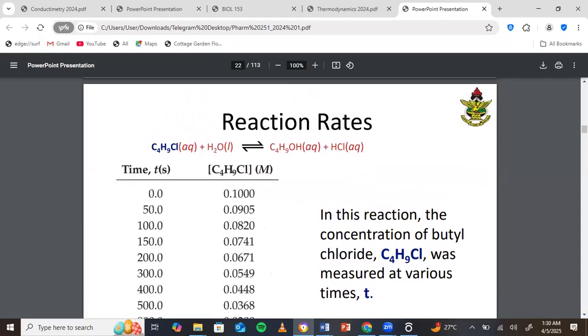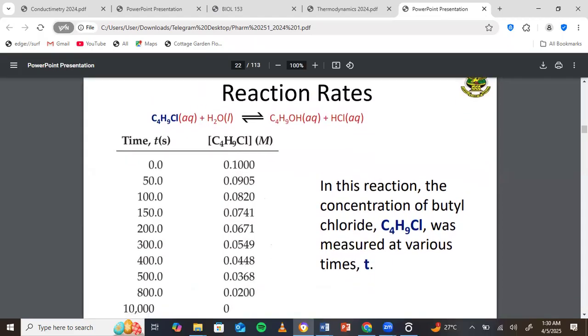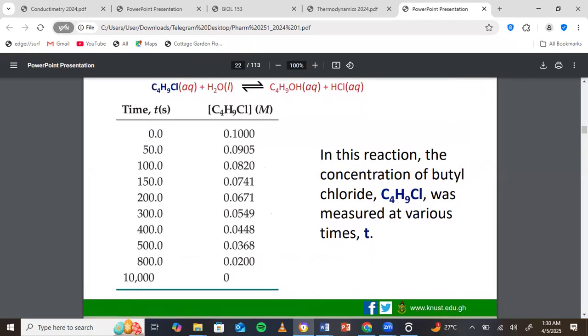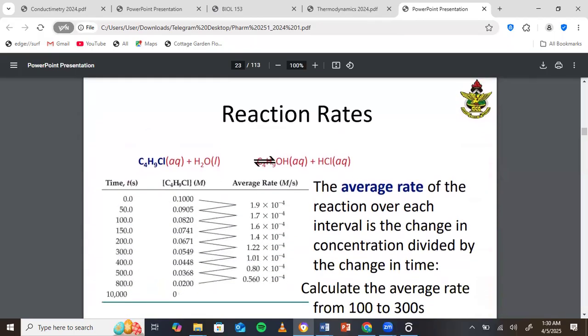Now, what we have been given is a very simple table of time against concentration, right? Time against concentration. We are saying in this reaction, the concentration of butyl chloride was measured at various times. So that is what we have, right?